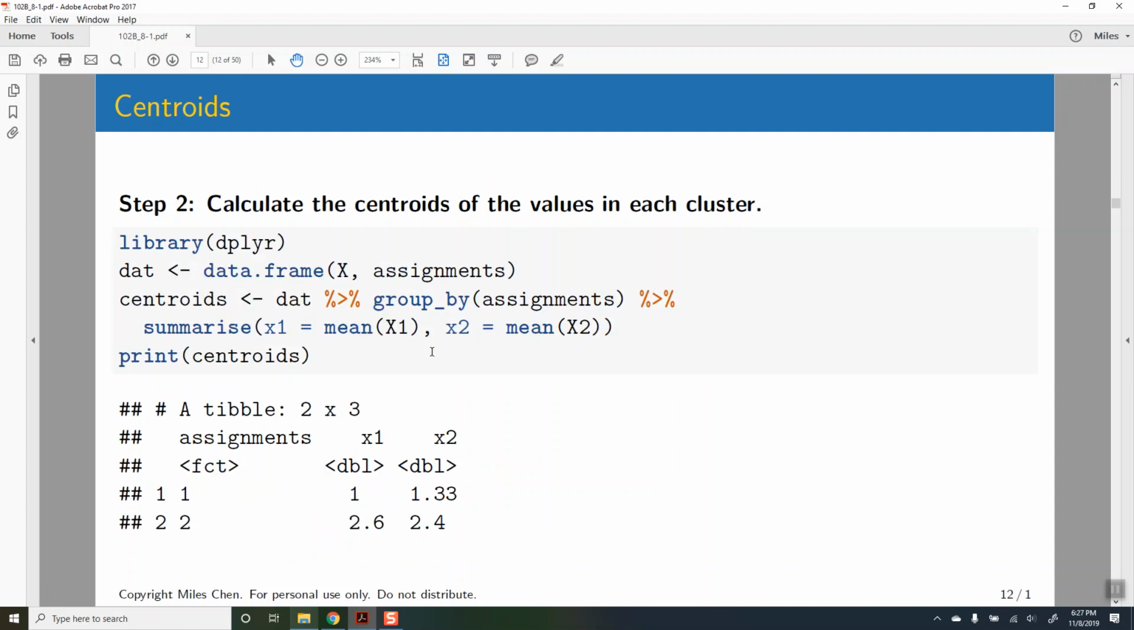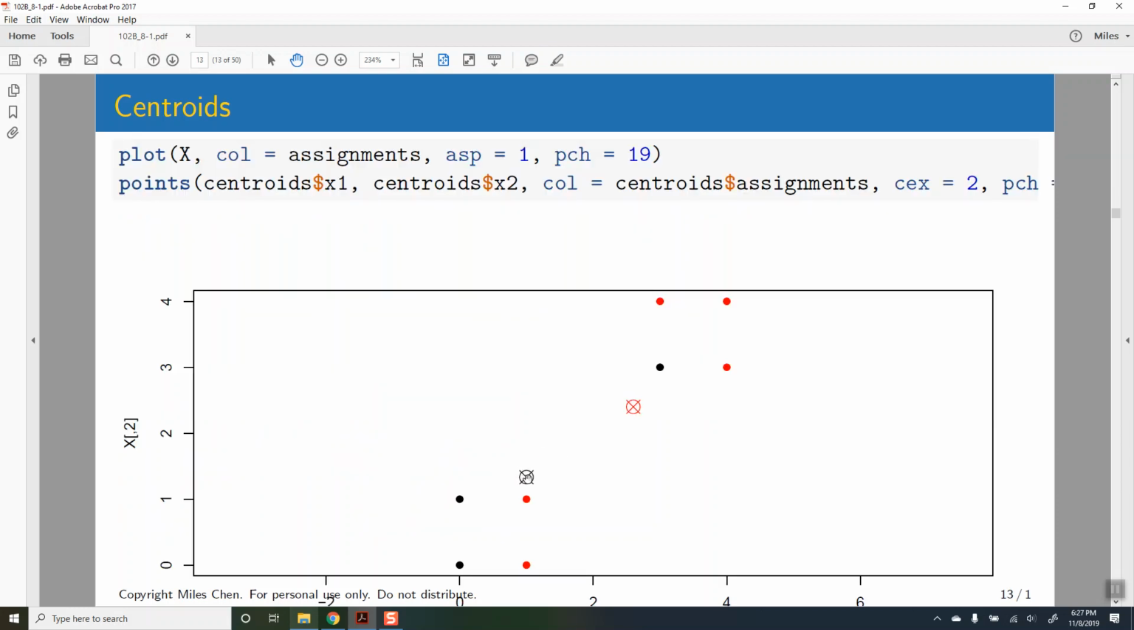I can do this using dplyr by grouping by the assignments and taking the mean of x1 and the mean of x2, and it gives me the same 1 and 1.33 and 2.6 and 2.4. Is that okay so far? So this is the centroid of cluster 1: if you take the average of these 3 black dots, it's right here. And the average of the 5 red dots is right here.